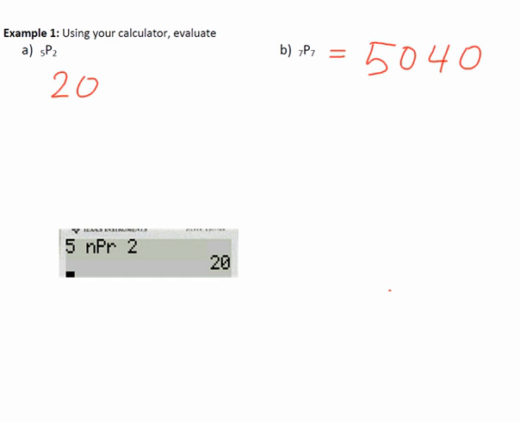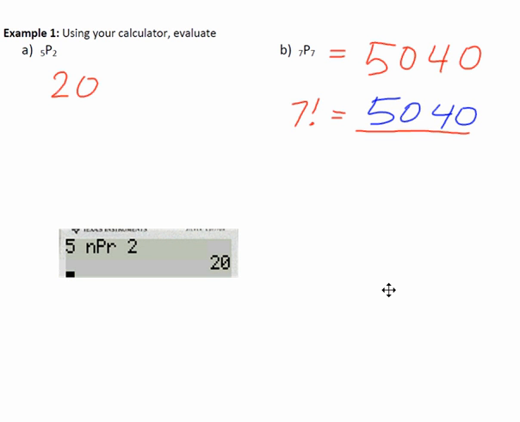Down below, I want you to do 7 factorial. I know they didn't ask you to do that one, but could you do it anyway? So do 7P7, and down below, underneath, put 7 factorial. And I need someone to tell me why is it the same answer? Yes.